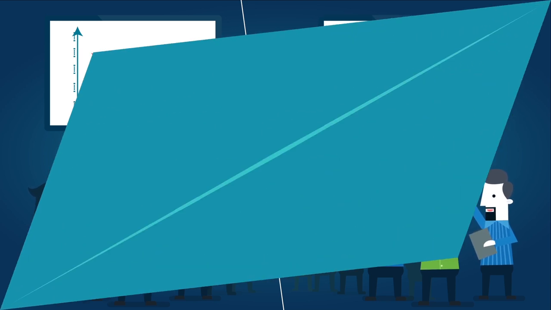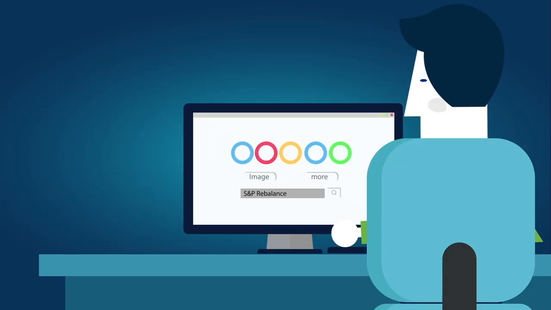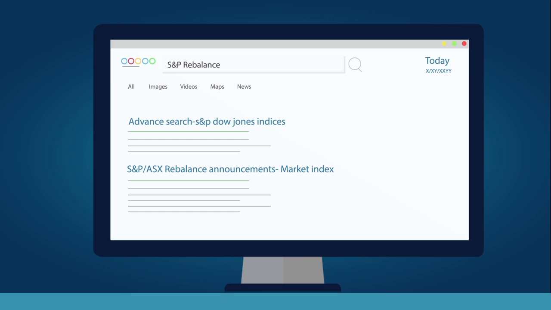It's that simple. Type the terms S&P Rebalance, Dow Jones Rebalance, Nasdaq Rebalance, or Russell 2000 Rebalance into your search engine to find the dates and precise list of stocks leaving and joining these indices.